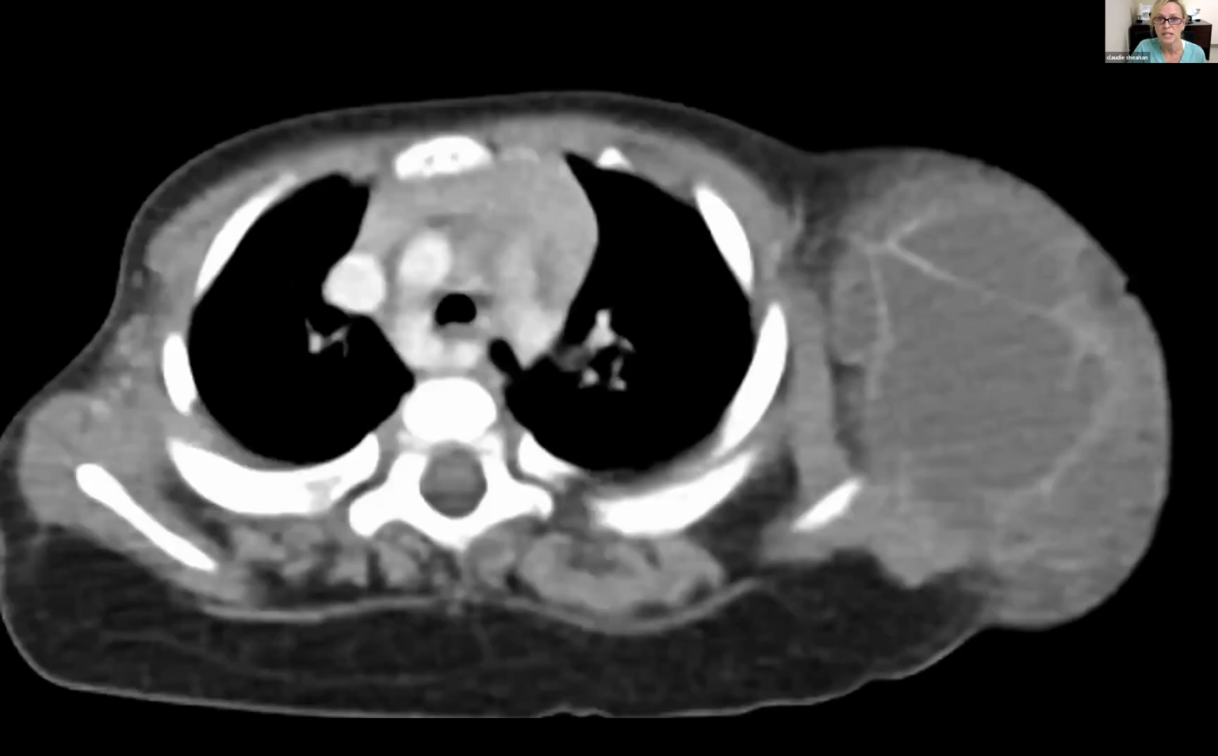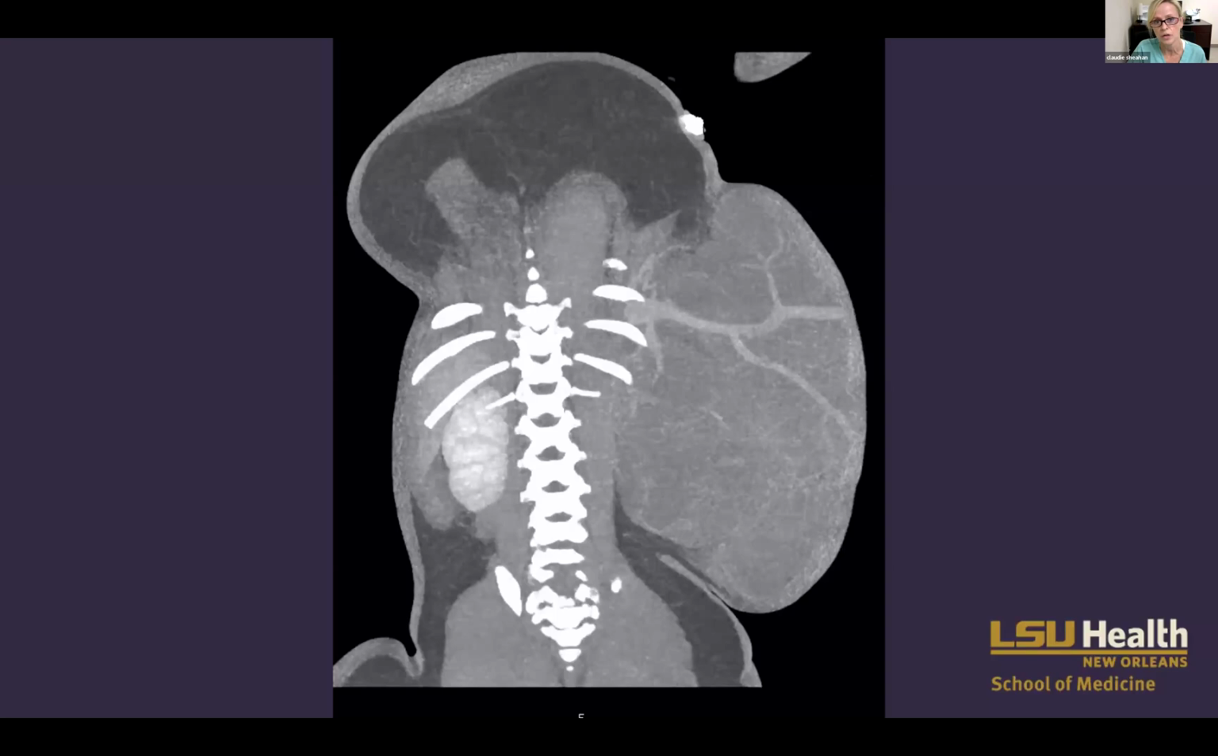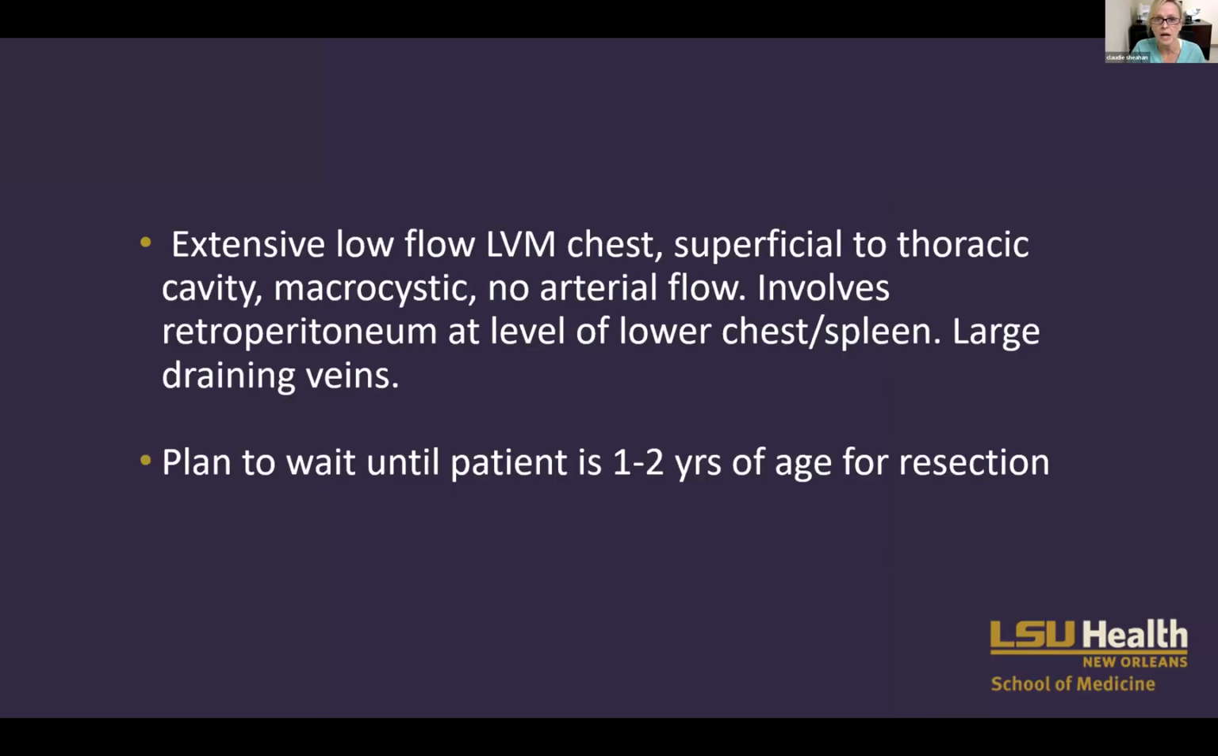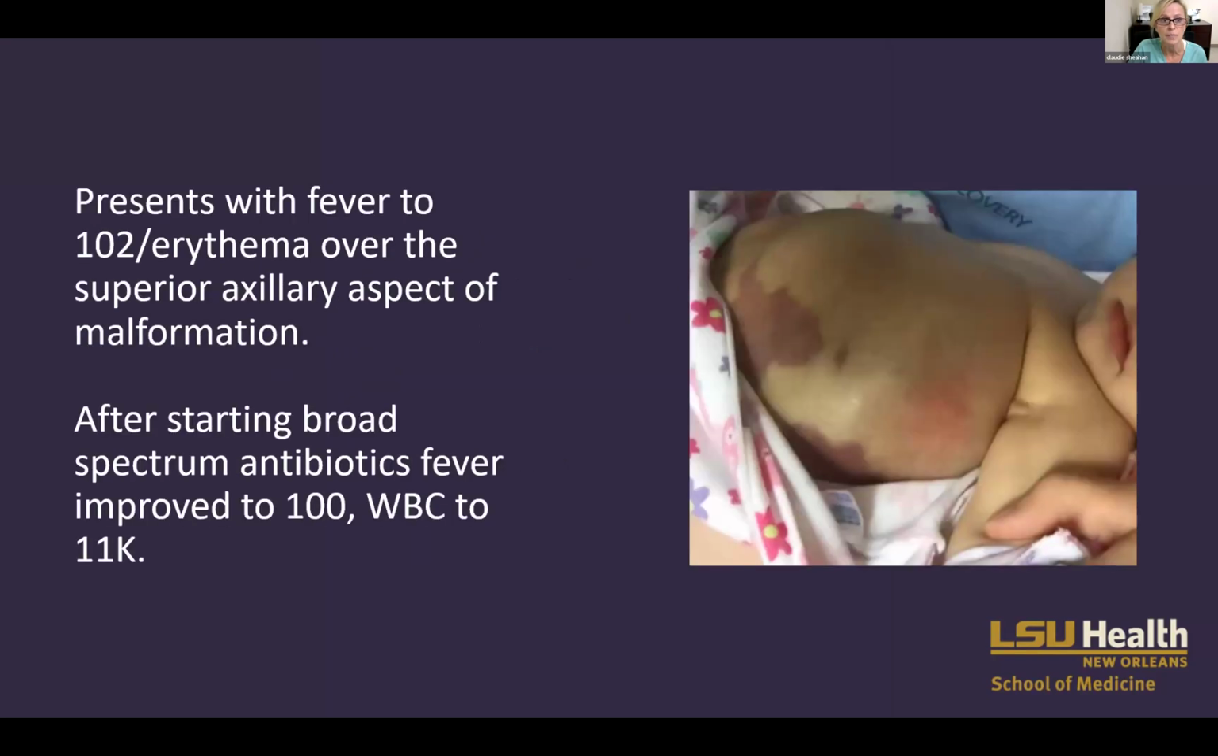duplicate. And you could see a multi-septated lesion here with these very, very large draining veins, which would be a large resection and quite an undertaking with some morbidity. So based on this, our anomalies clinic as a team, we decided to try to wait until she was about 1 to 2 years of age, where she may tolerate the extent of the resection a bit better.